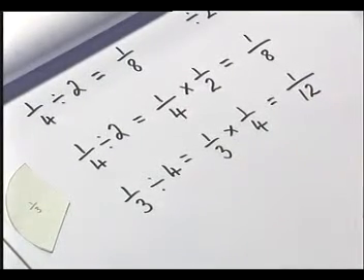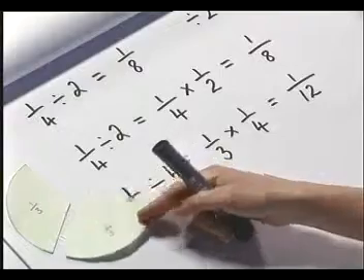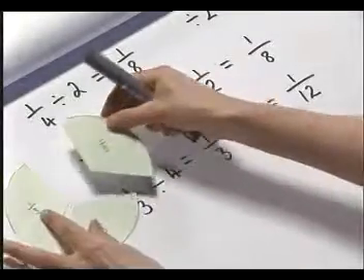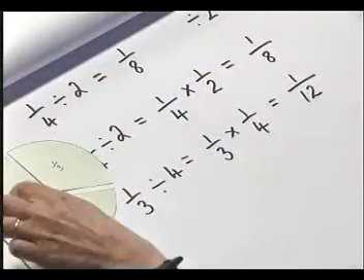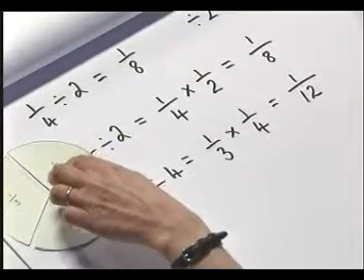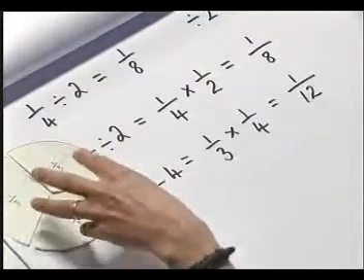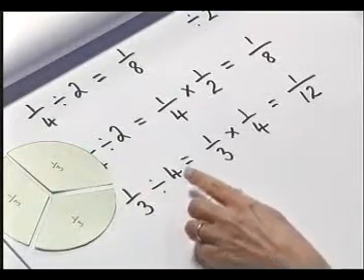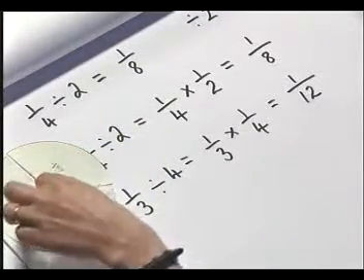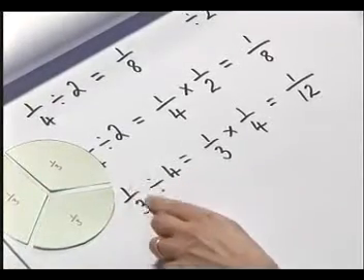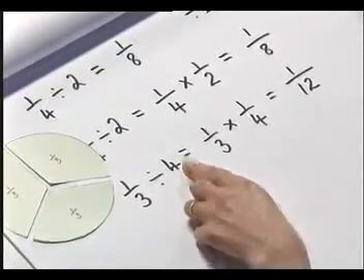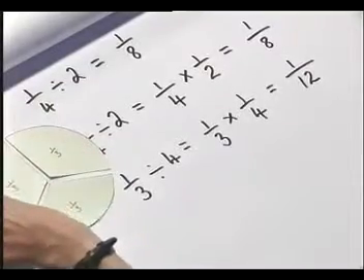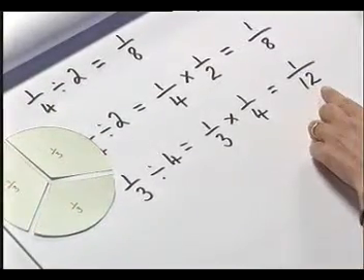And again, if you think of each of these thirds being split into 4 pieces, we've got 4 there, 4 there, and 4 there. So our whole is 12 pieces. And we've taken one of them because we wanted 1/3 divided into 4 bits. So we take one of them, so we've got a 12th.